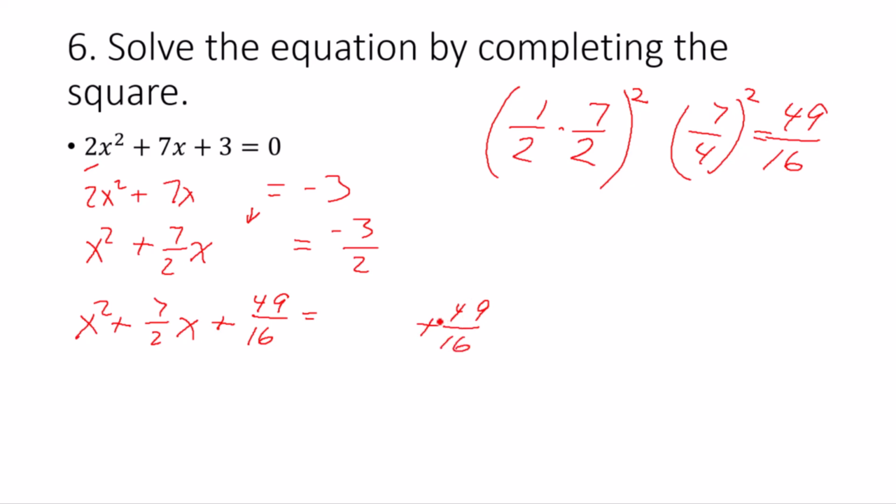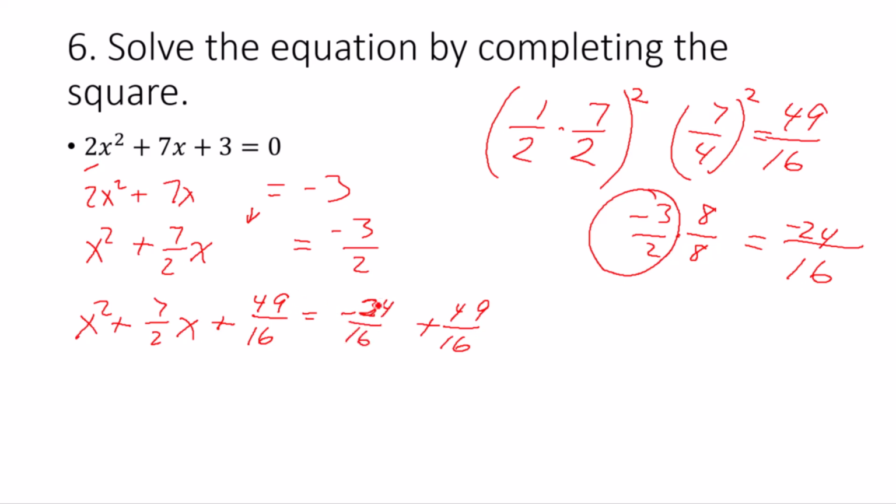49/16 over here. Now, why did I skip this temporarily? Because I need to write negative 3 over 2 in 16ths so I can add them together. Well, how can I get 16? Well, if I multiply the bottom by 8, that would give me the 16 in the bottom. If I do that, though, I'll have to multiply the top by 8 as well. So I've got negative 24/16. That's the same thing as negative 3 over 2. So we'll put that over here. Negative 24/16 is our old negative 3 over 2.